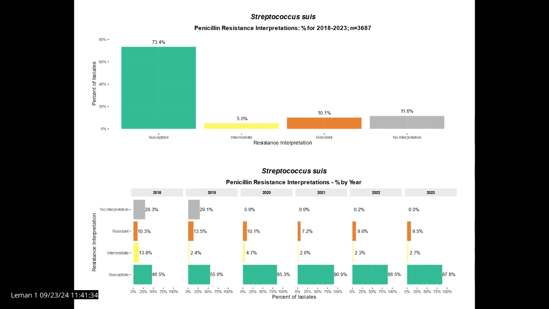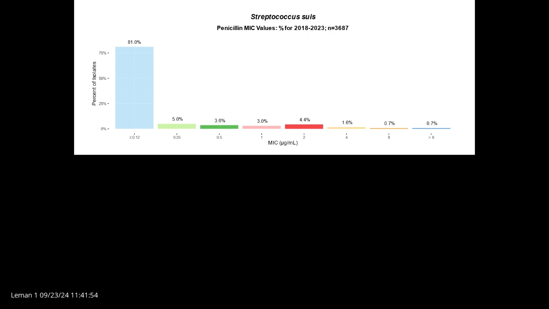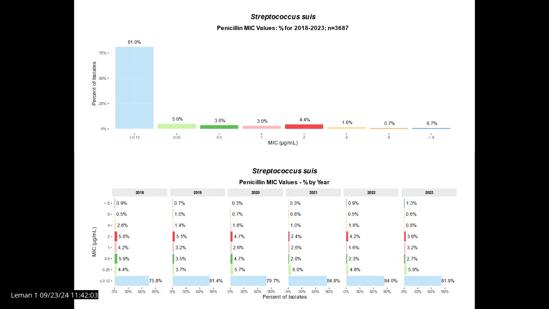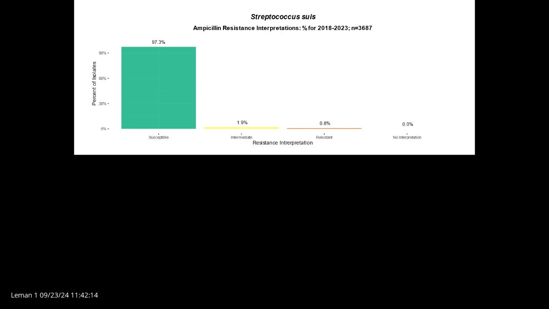And when we look at that over the time course, these bottom graphs here are by year, so this is 2018 to 2023. It's relatively stable. You have to take into account that the no-interpretation-provided isolates morphed down and ended up in this susceptible category. When we look at the actual MIC values, the vast majority fall here on the lowest dilution on the plate at less than 0.12. And when we look at that over time, that hasn't changed. That's stayed fairly stable. And so at this point, penicillin would potentially cover 75% of the Strep suis infections that you might see out in pigs.